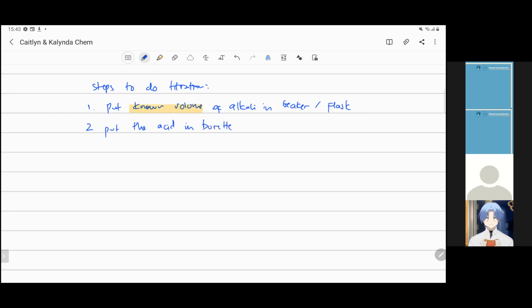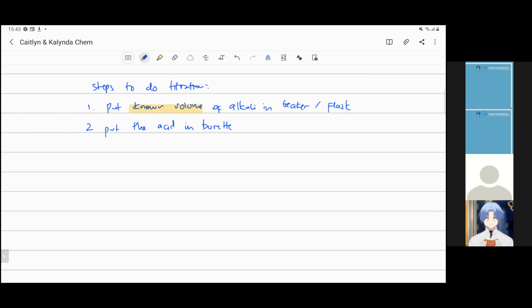Why is it alkali in the flask and not the acid? Why is it not the other way around? Why not put acid in the flask and put the alkali in the burette? Alkali can precipitate. Even if they are soluble, sometimes they don't want to dissolve, and they're going to precipitate and jam the burette. Acid will not do that. Acid will essentially always be liquid, so it's not going to turn into solid, precipitate, and jam the burette.